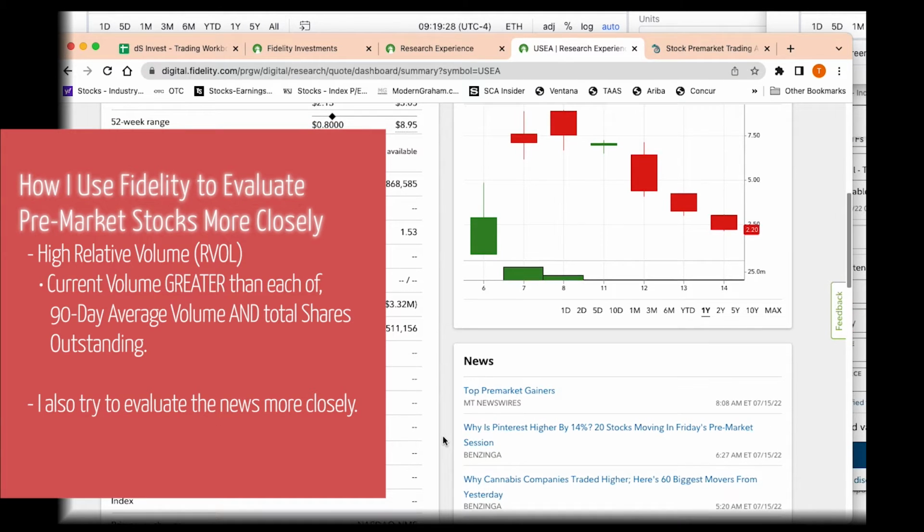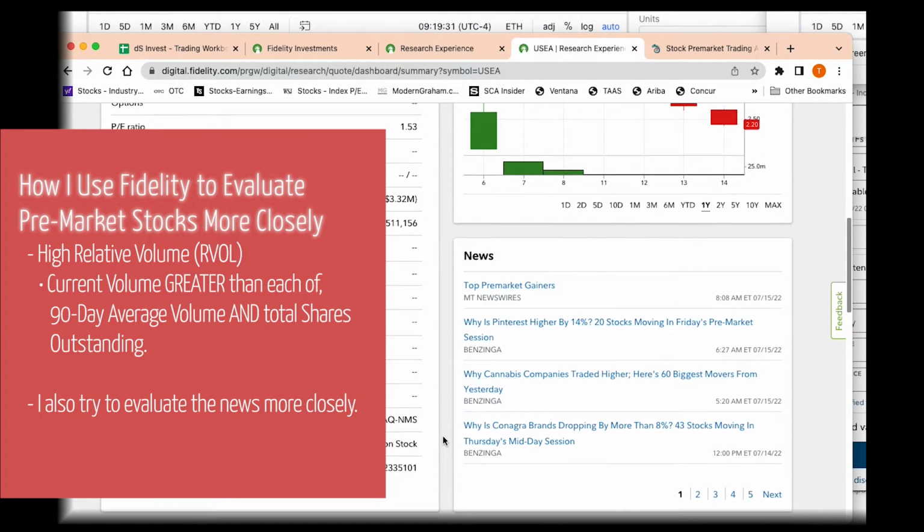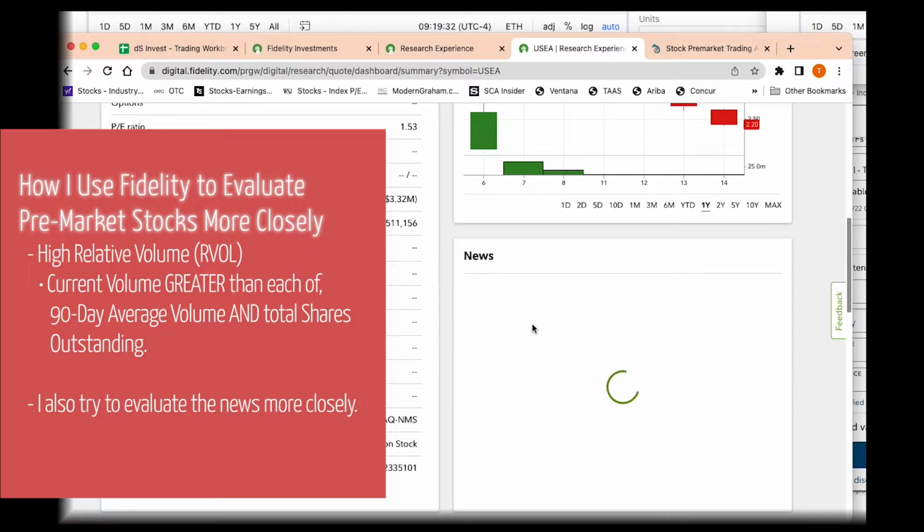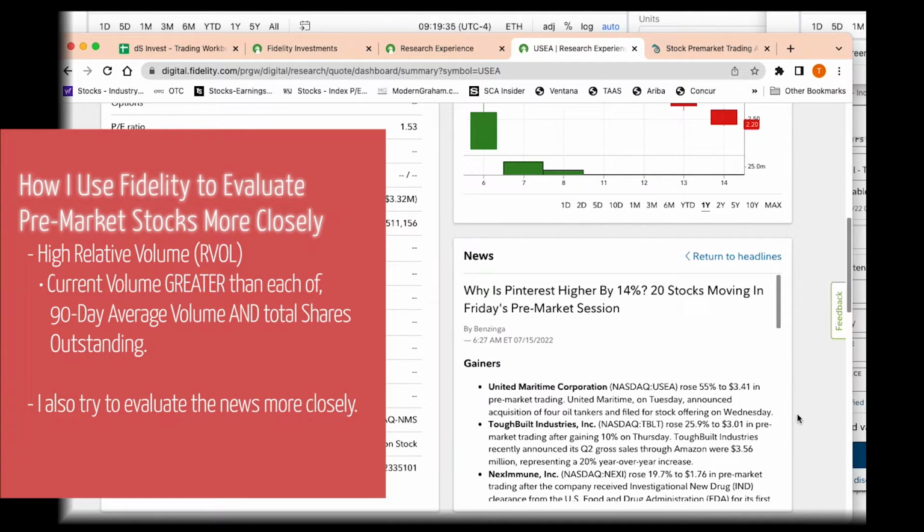So now, that's a great start, but I also want to see the news. Let's see what we can find down here. Let's drop in on Benzinga. What is he summarizing? So he's saying that USEA rose 55% to 3.41 in pre-market trading. United Maritime on Tuesday announced acquisition of 4 oil tankers and filed for stock offering on Wednesday.